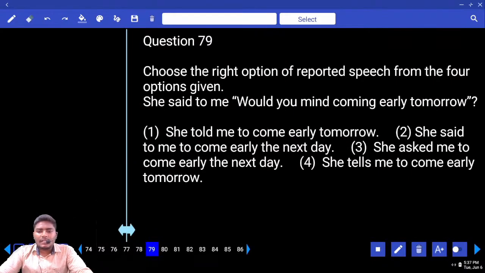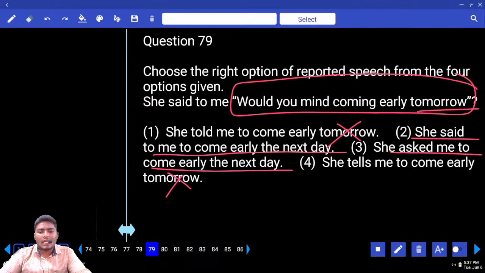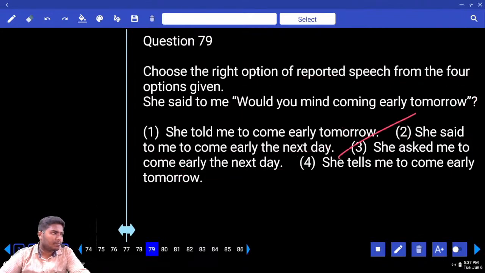Change the speech. What is the sentence given? Can you read the sentence? She said to me, would you mind coming early tomorrow? Immediately looking at the word tomorrow, we should change it into the next day. Eliminate tomorrow. Two options are out. She said to me to come early the next day, or she asked me to come early the next day. Which is the correct answer? Why asked? Because the statement is in the interrogative form. So your answer must be 3.